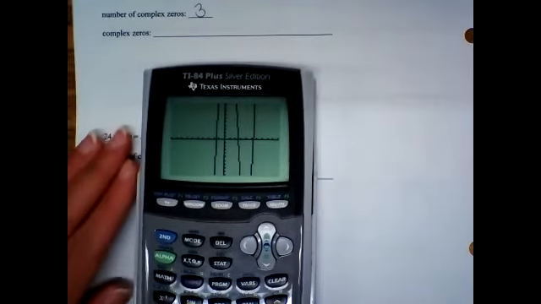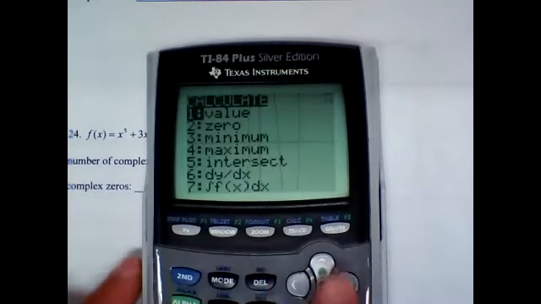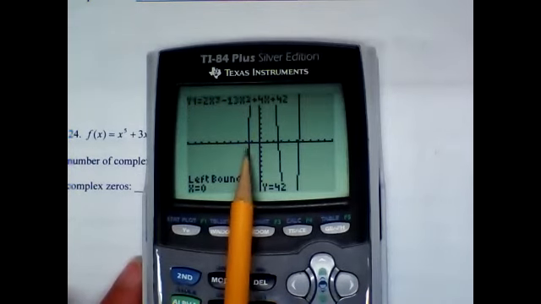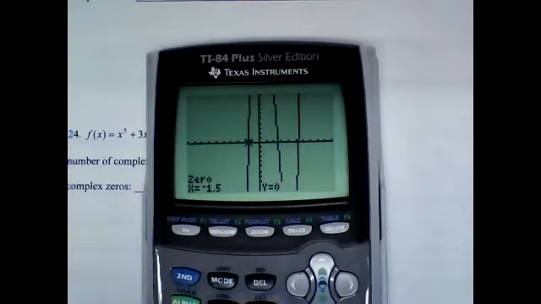Do you guys remember what menu I'm going to open to calculate something? Second trace, good. All right, second trace from the menu, what do I want? 0. Let's just do the first one. It looks like it's in between -2 and -1. Are you seeing that? All right, so left bound, I'm going to put -2, enter. Right bound, I'm going to put -1, enter. And then your guess can be anything between -2 and -1. So let me do -1.5. And it will tell you the answer. Oh, it actually is -1.5. What is that in fraction form?